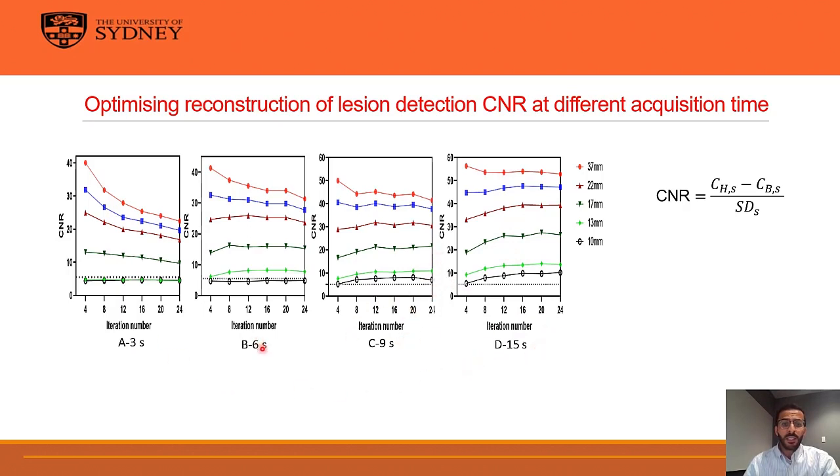However, with 3 and 6 seconds, the smallest spheres, 13 and 10 millimeter, were invisible at 3 seconds per view. The 13 millimeter sphere became visible at 6 seconds. So the 3 and 6 seconds per view acquisition times were associated with a significant decline in lesion identification with the smallest spheres, attesting to the fact that the increase in noise level lowered lesion detection and therefore image quality.